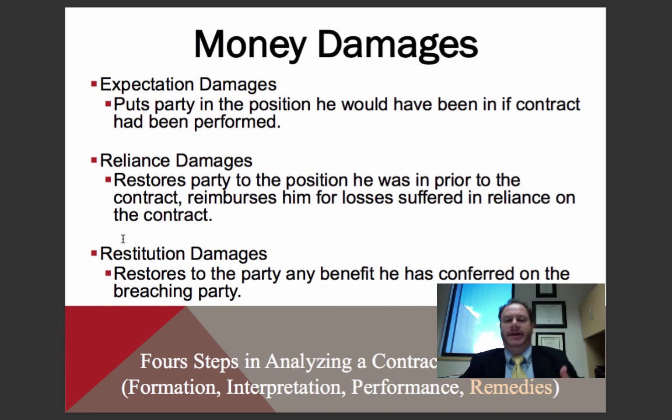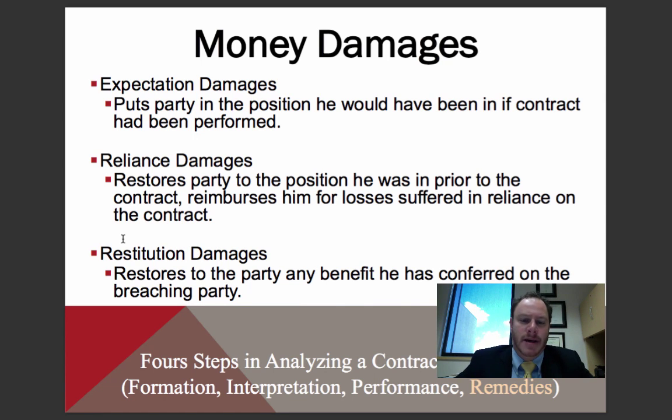Remedies can come in the form of damages, which is just money. And there's different types of money damages: expectation damages, reliance damages, and restitution damages. And each of them serve a different role in society. Expectation damages puts the party in a position to what they would have gotten had the contract been performed. Let's say that they were supposed to make $5,000 by having some sort of performer come and do a concert. So their lost damages would be $5,000.